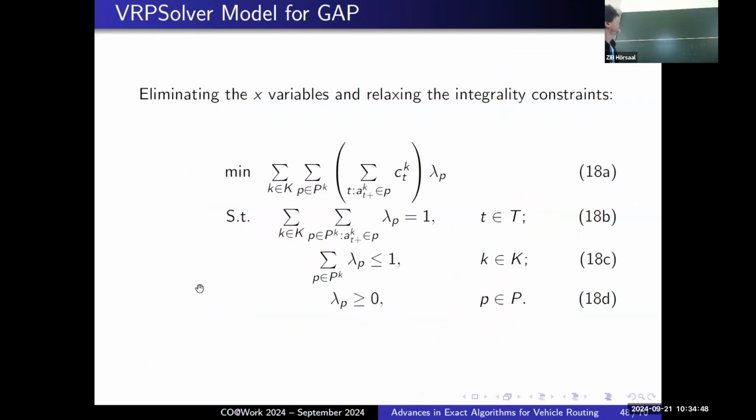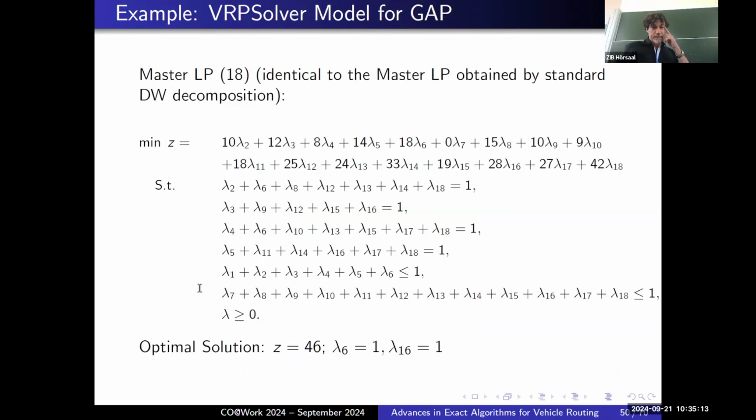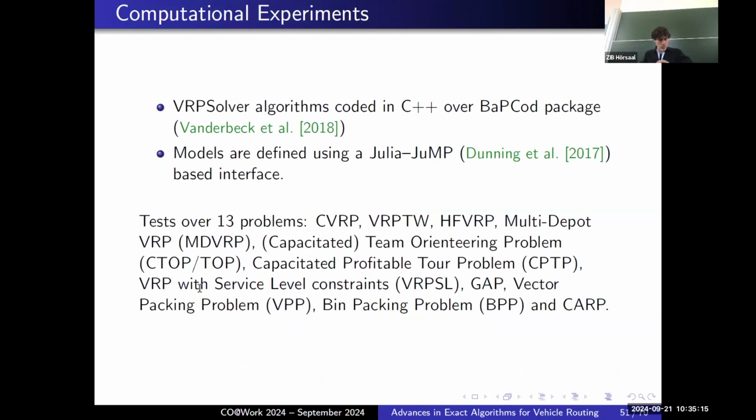By substituting here, we have the classic column generation formulation for GAP. So variable x22 is equal to this. Why? Because those are the paths that assign job 2 to machine 2. Okay, and when we substitute, we have this.